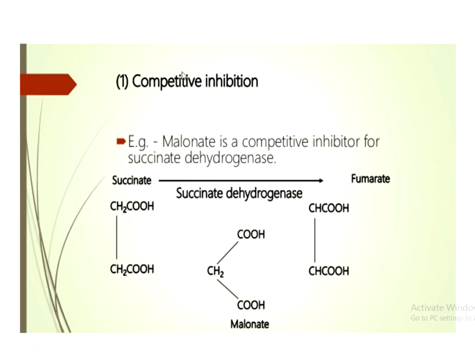One example of competitive inhibition is succinate. Succinate undergoes a reaction with succinate dehydrogenase to form fumarate. The enzyme can also react with malonate. So here malonate is the competitive inhibitor for succinate dehydrogenase.